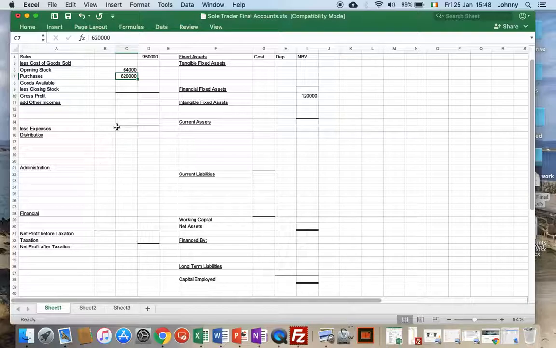Rent, so rent we notice is in the credit column, so that means that's an income, not an expense. So I'll put that in here, in other incomes. I'm just going to call it rent received, just to distinguish it from any other type of rent. Showroom expenses, that's an expense and that's distribution. Carriage out, so that's delivering goods, so that's also a distribution expense.